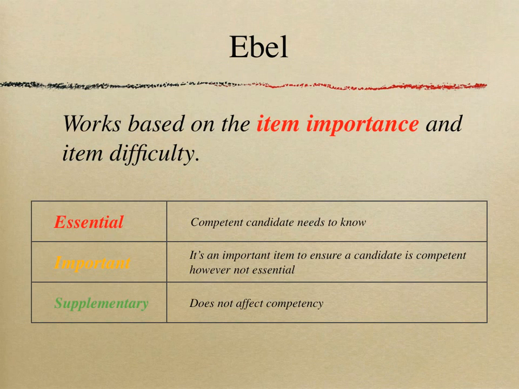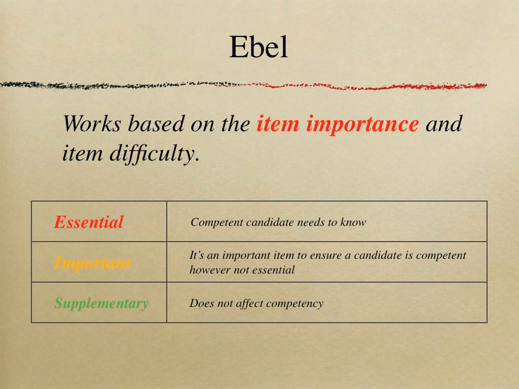Now, in terms of importance, you have to again bear in mind that you are looking at safe beginners. If you're not familiar with this terminology, please look at the first video in the series, which talks about the GDC guidelines. But essentially, if you think in terms of importance, an item is essential if it means that a competent candidate needs to know about this.